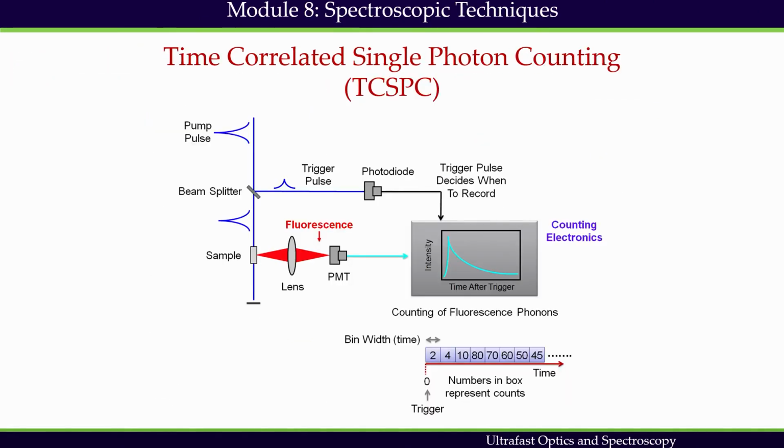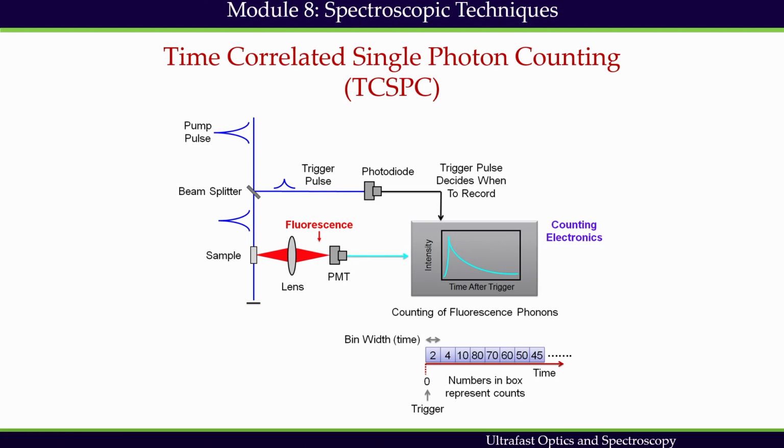Next, we will introduce a few common measurement techniques. We will begin with the time correlated single photon counting, which is based on detection of fluorescence from electronically excited state species using a time sensitive photodetector.